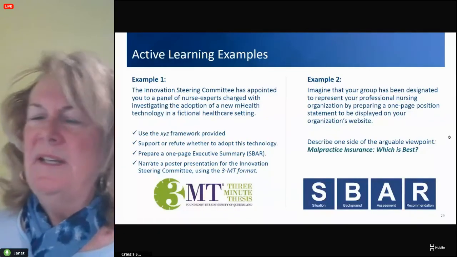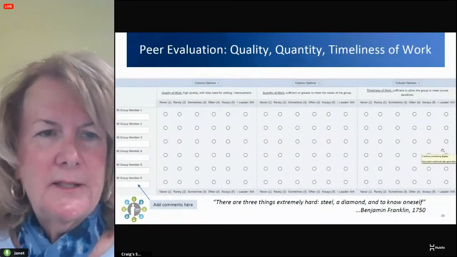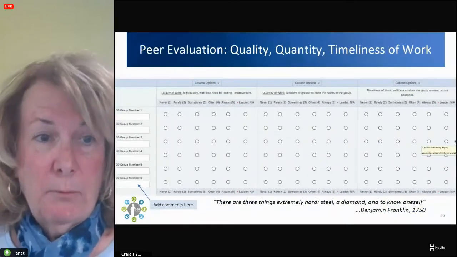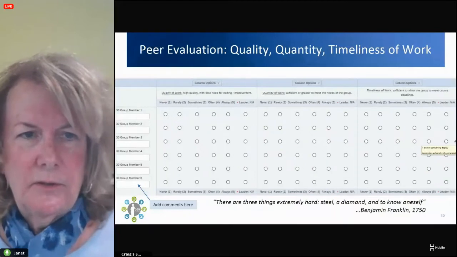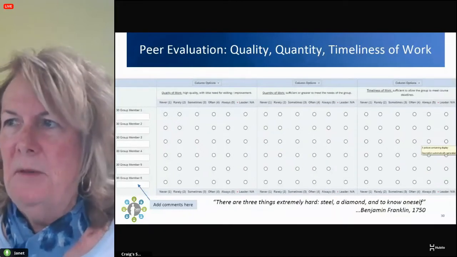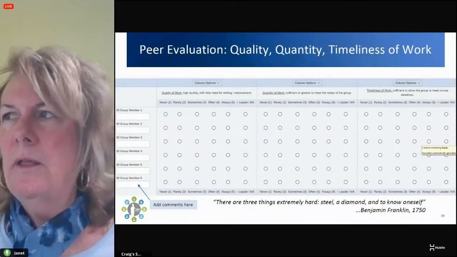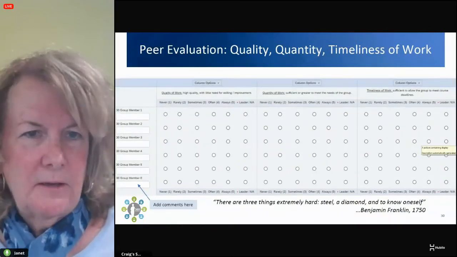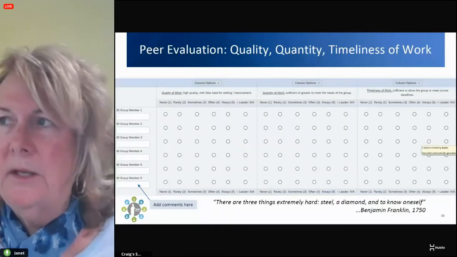Okay, next slide, please. I supplement with a survey link from Qualtrics. I ask the students who are group leaders to go into Qualtrics and rate each of their team members each week on quality, quantity, and timeliness of the work they've done for the group that week.